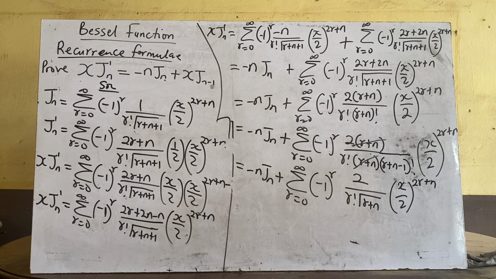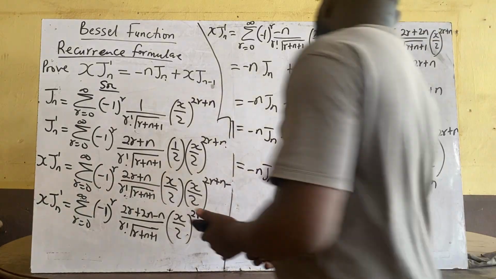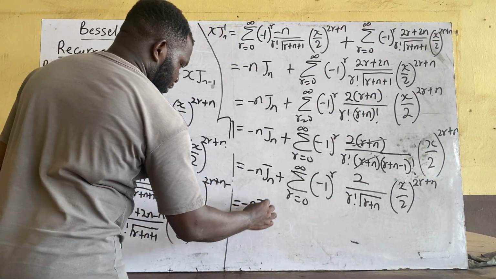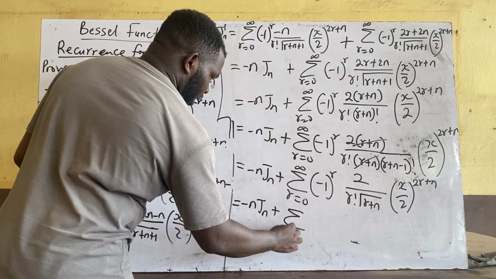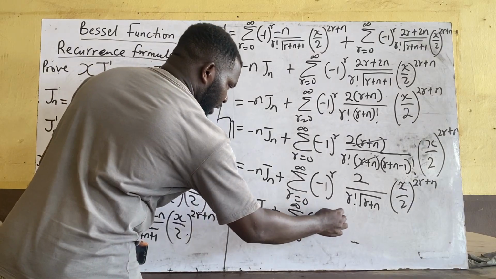From here, let us now replace n with n minus 1 and see what we are going to have. From here, our answer is now very obvious. So we now see that this is equal to minus nJn plus the summation of r starting from 0 to infinity of minus 1 raised to power r.